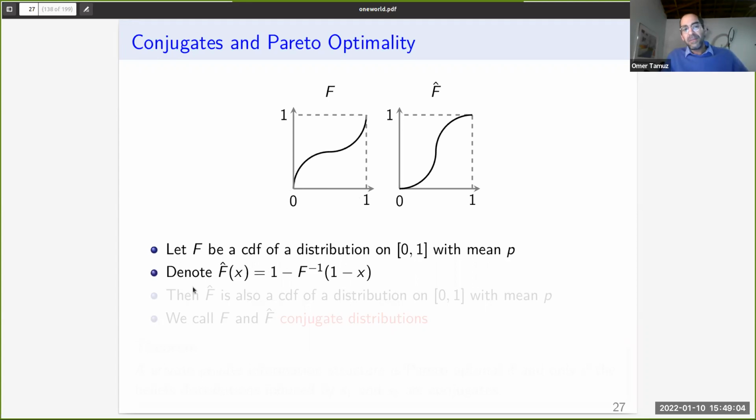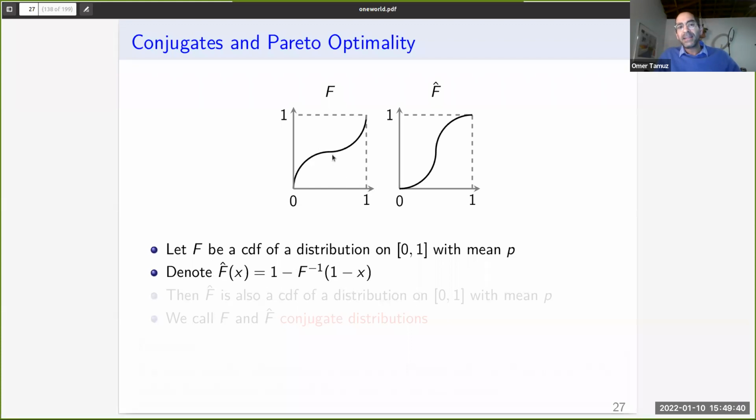Now I'm going to define a new function, F hat, which is 1 minus F inverse, evaluated at 1 minus X. And if F is not a bijection, then you have to make some adjustments, but these are increasing functions, so they're a lot like bijections. I'm going to denote F hat as 1 minus the inverse of F defined at 1 minus X.